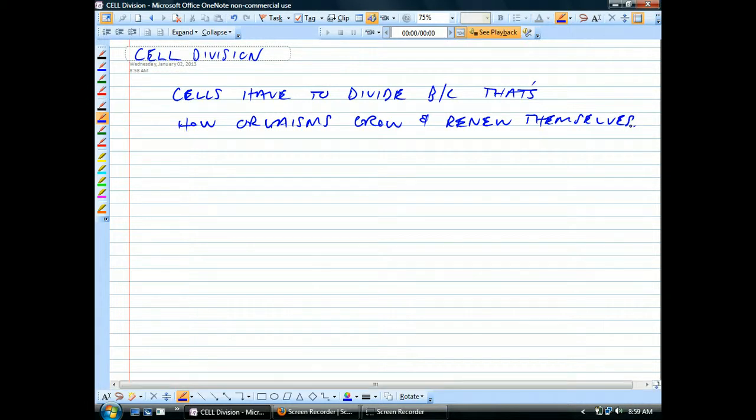We were on chapter 5. And this is cell division. It's really not a bad chapter. It's pretty straightforward.